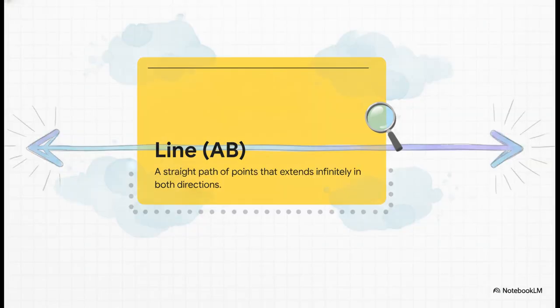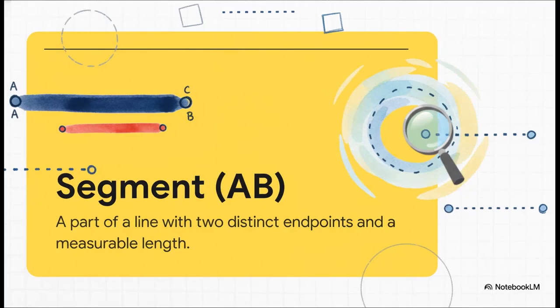Okay, now imagine you string a bunch of those points together in a perfectly straight path. What do you get? A line. But here's the key part. See those arrows on the end? That's super important. It means a real geometric line goes on forever in both directions. No beginning, no end. But what if you don't want it to go on forever? What if you just want a piece of it? Well, that's called a segment. It's got two clear endpoints, which means you can actually measure it. Notice, no arrows. It starts at point A and it ends at point B.